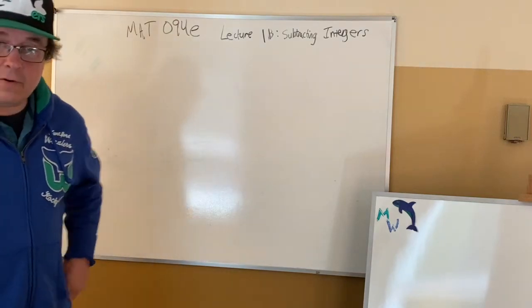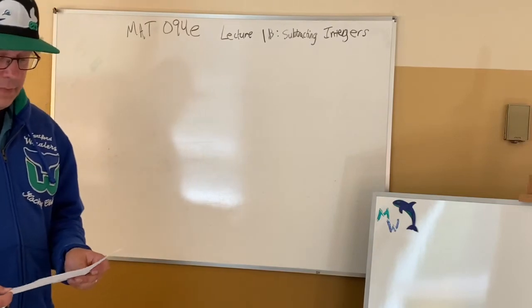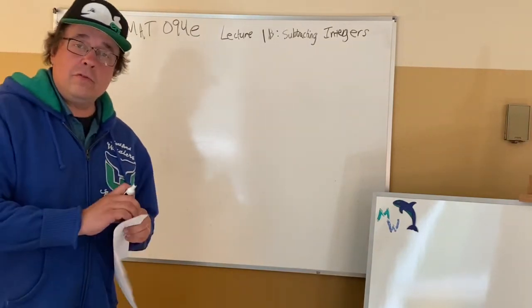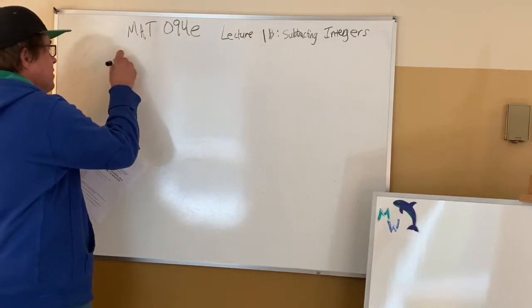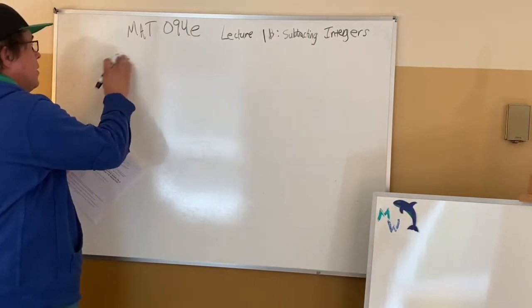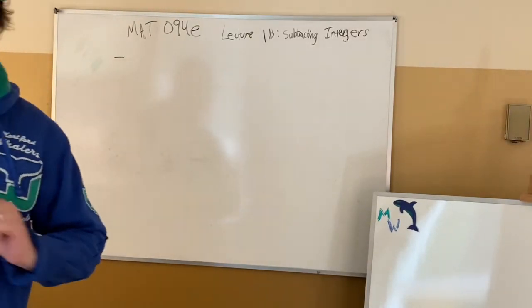Okay, Math 94E. Today, 1B, subtracting integers. Here's what I used to do in front of a class. I don't have the audience now, so I can't make it work. I'd say there are 3 names for this. And I'll just draw one for you. And I'd say, can anyone give me one of those 3 names?